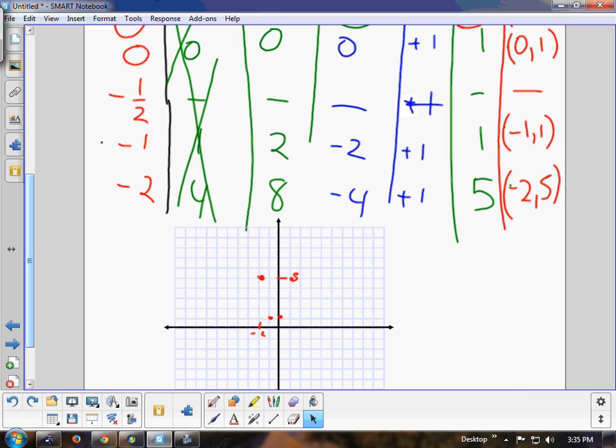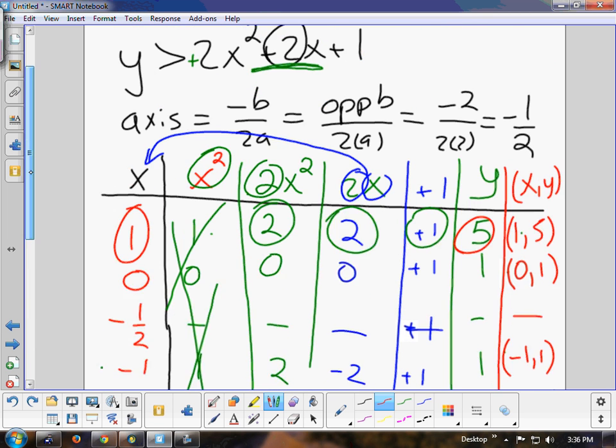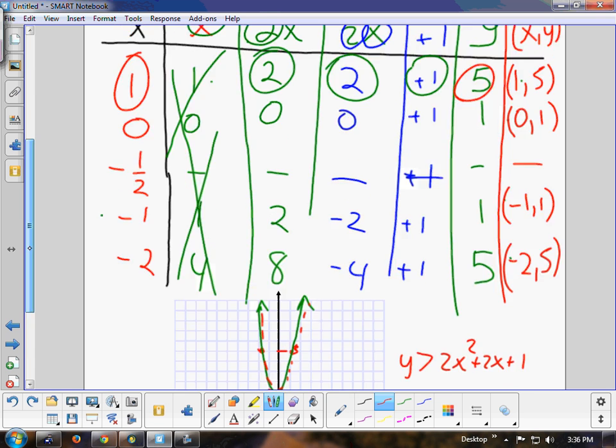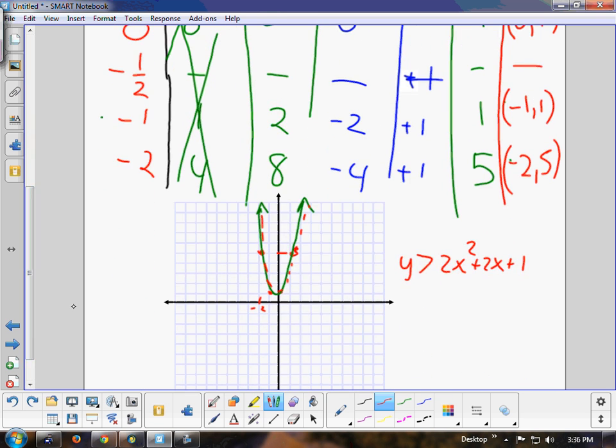So you can see that it's going to turn right in here. Tomorrow's will be a little bit easier to graph. Also, I did not make it dotted. You want to make that line dotted because at the beginning of the question it said y is greater than 2x squared plus 2x plus 1, was it? And if it's greater than, that's above the line. Well, here's the line, and above the line would be in here. So that would be your graph for this one here.